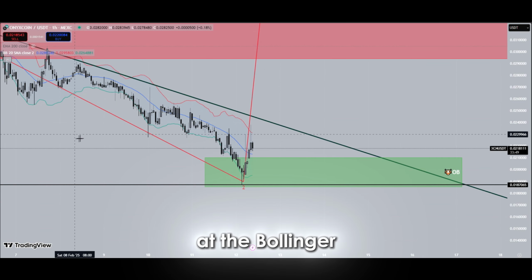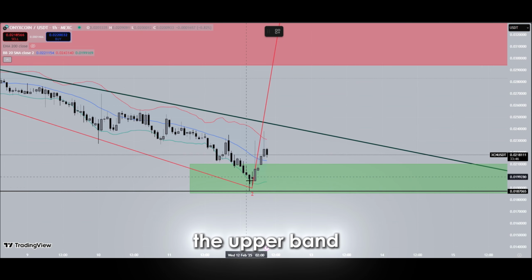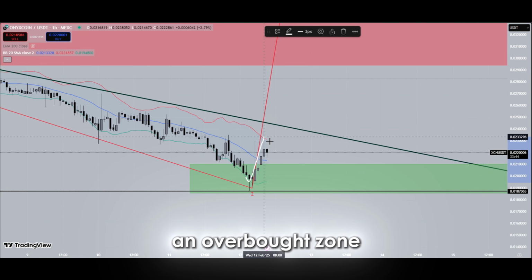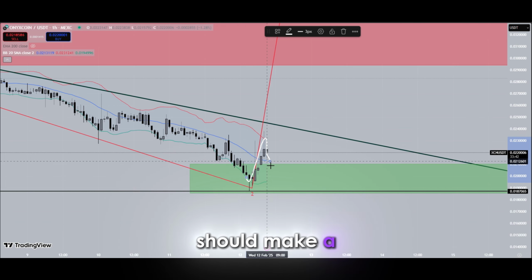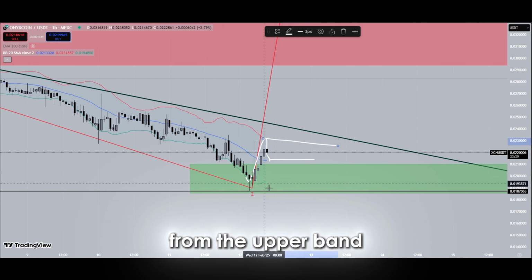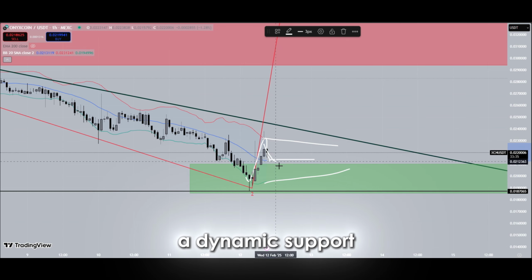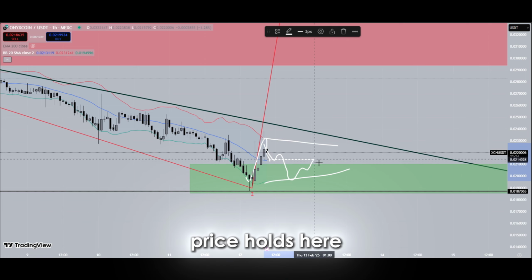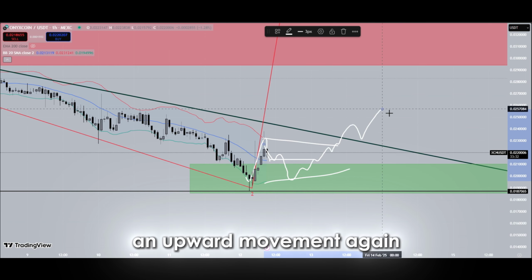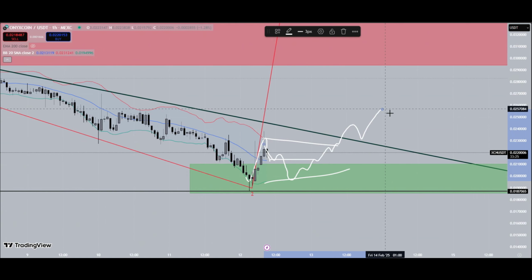When we look at the Bollinger Band indicator, we can see that the price last moved up to the upper band. This usually signals an overbought zone and indicates that the price should make a small correction. If the price retraces a bit from the upper band, we may see a correction towards the middle band. The middle band usually acts as a dynamic support, so if the price holds here, it may start an upward movement again. However, if the price slips below the middle band, it will fall all the way down to the lower band. It is healthy to make a small correction now.